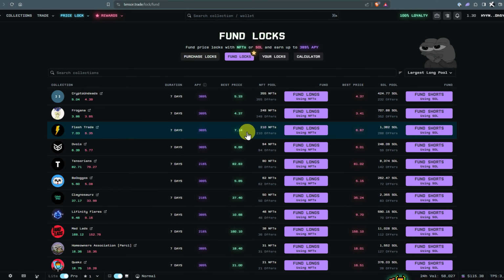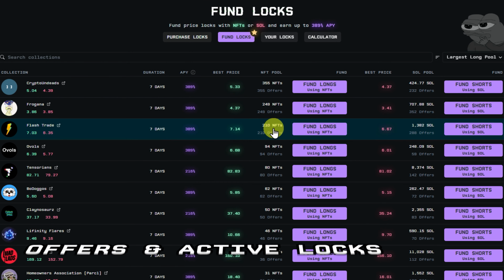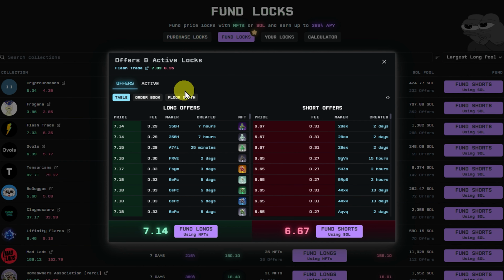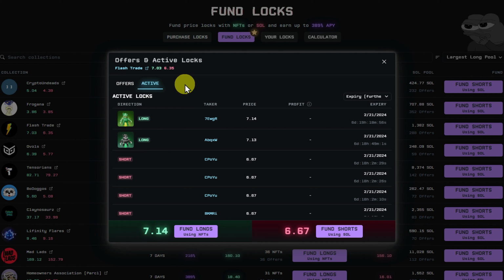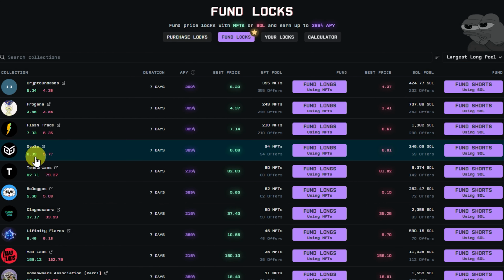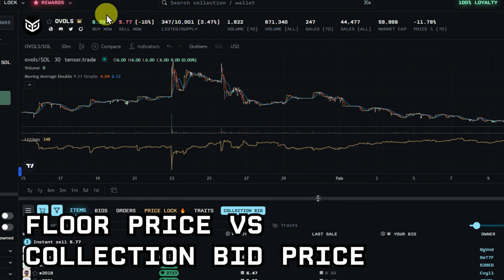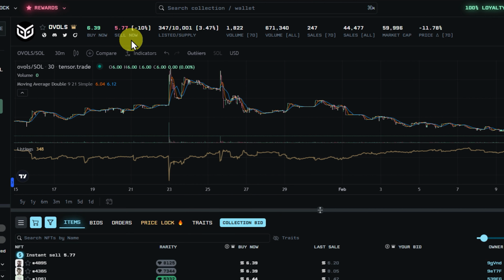Let's have a look at Flash Trade. Here we can see the offers. If we click on this, we can see all of the different longs and the short offers. These orders have not been filled. If we click on active, you can see that these locks are actually active, meaning somebody has taken them. Let's also make sure we understand this number and this number right here. We'll click on Ovals. Here we can see it very clearly, and there's a 10% difference between the two.